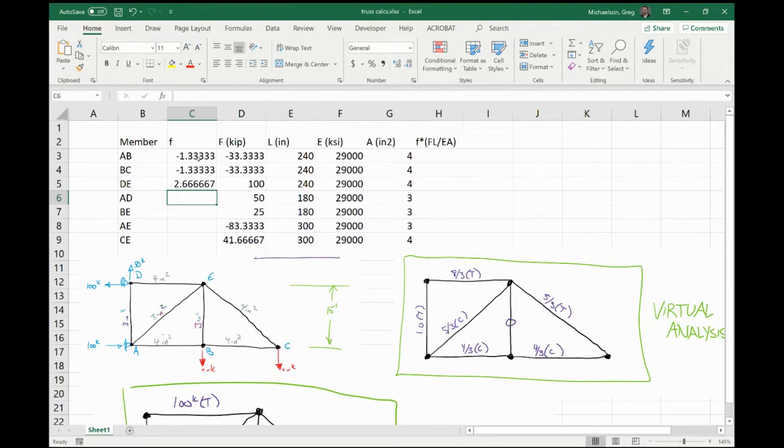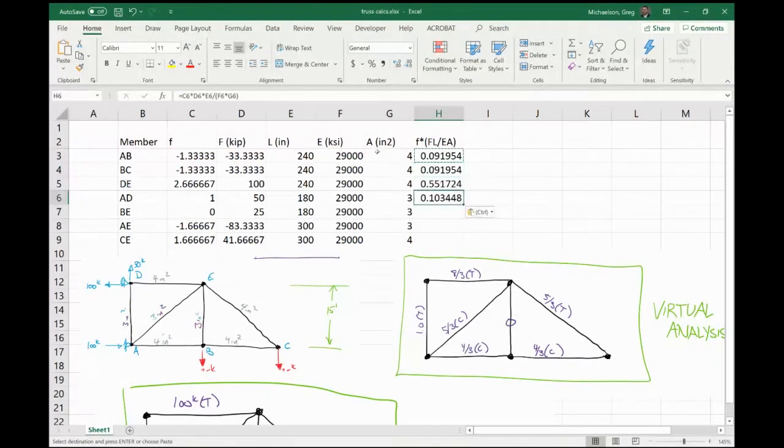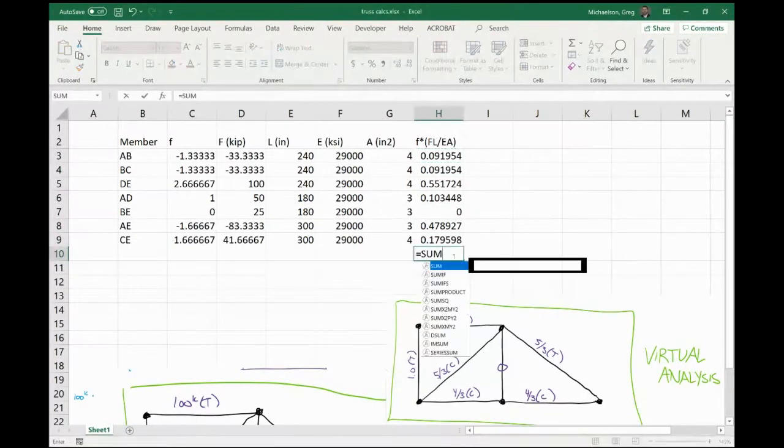See the verticals. This is 1. That's 0. Let's see. This is negative 5/3 equals positive 5/3. And there's all the data. So all I have to do is say that times that times that divided by that times that. Bam. Repeat that. And sum it up.